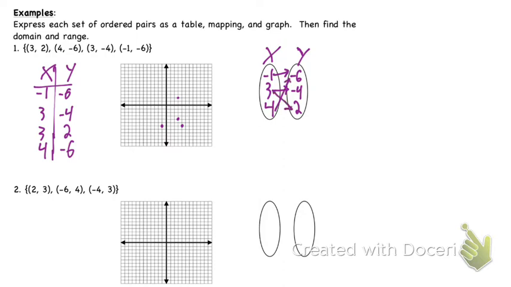And 3 also goes to 2. Very good. So -6 has 2 arrows going to it, and 3 has 2 arrows coming from it. Okay? Questions on the mapping diagram at all? Okay, and then last but not least, the domain and the range, okay?